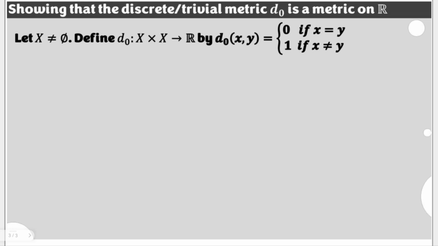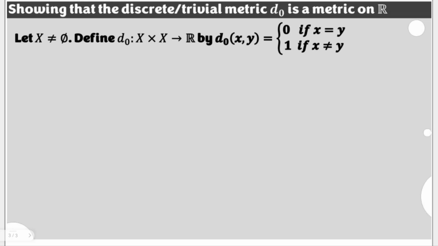Here, the function d sub 0 is what we call a discrete or a trivial metric. But first, we need to show that the said function d sub 0 is a metric on R. This time, we are going to show the 4 conditions for a said function d to be a metric on a specific set. So we have here m sub 1 or m1 to m4.